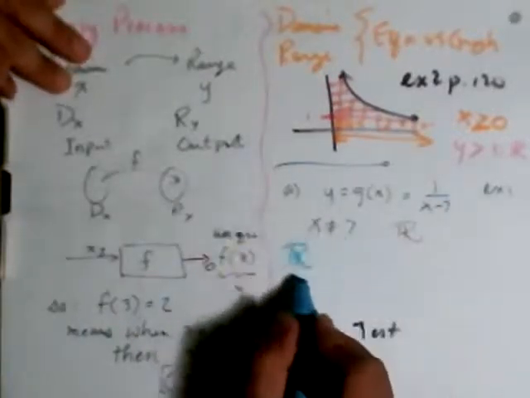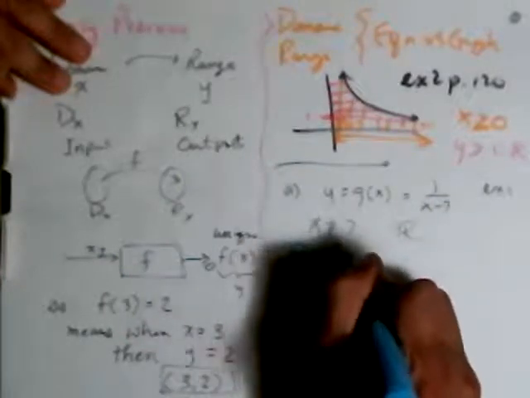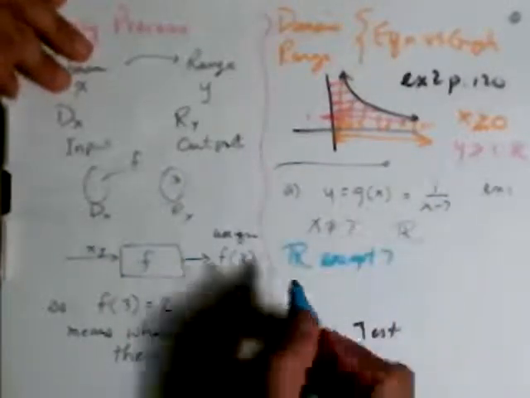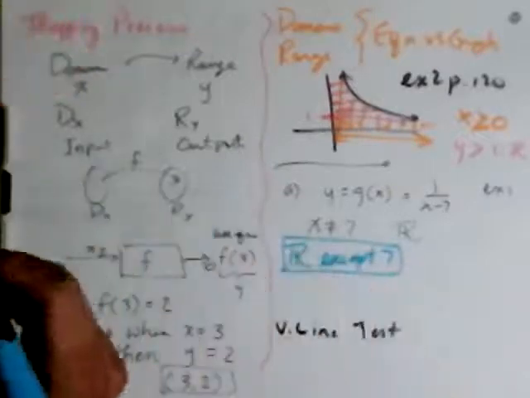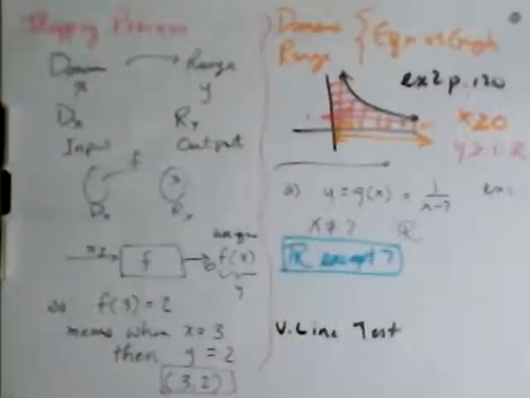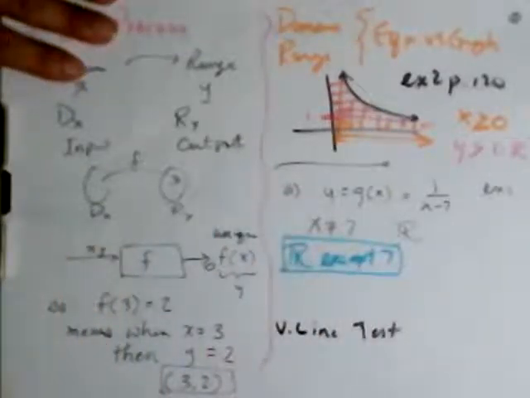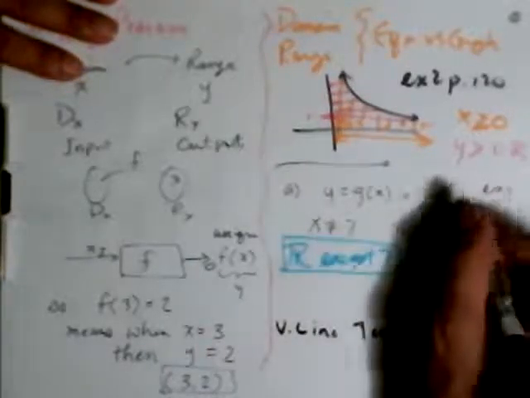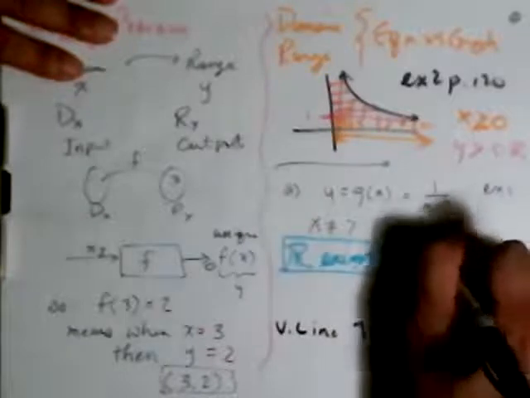That's how you denote all real numbers except 7. There's your answer. There's another question I want you to do. It's kind of like example B. This is a little bit more difficult problem. That's part A. Let's do part B.